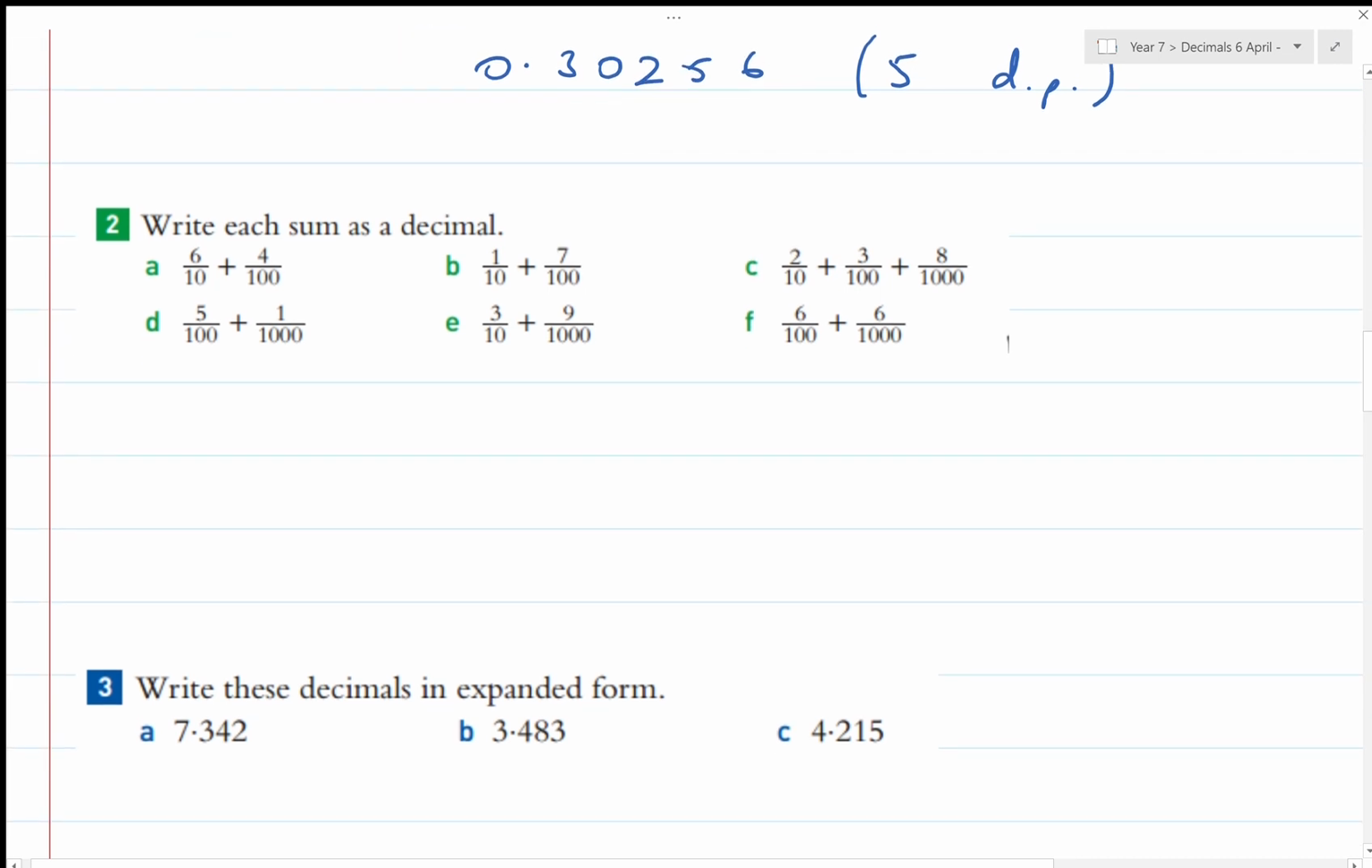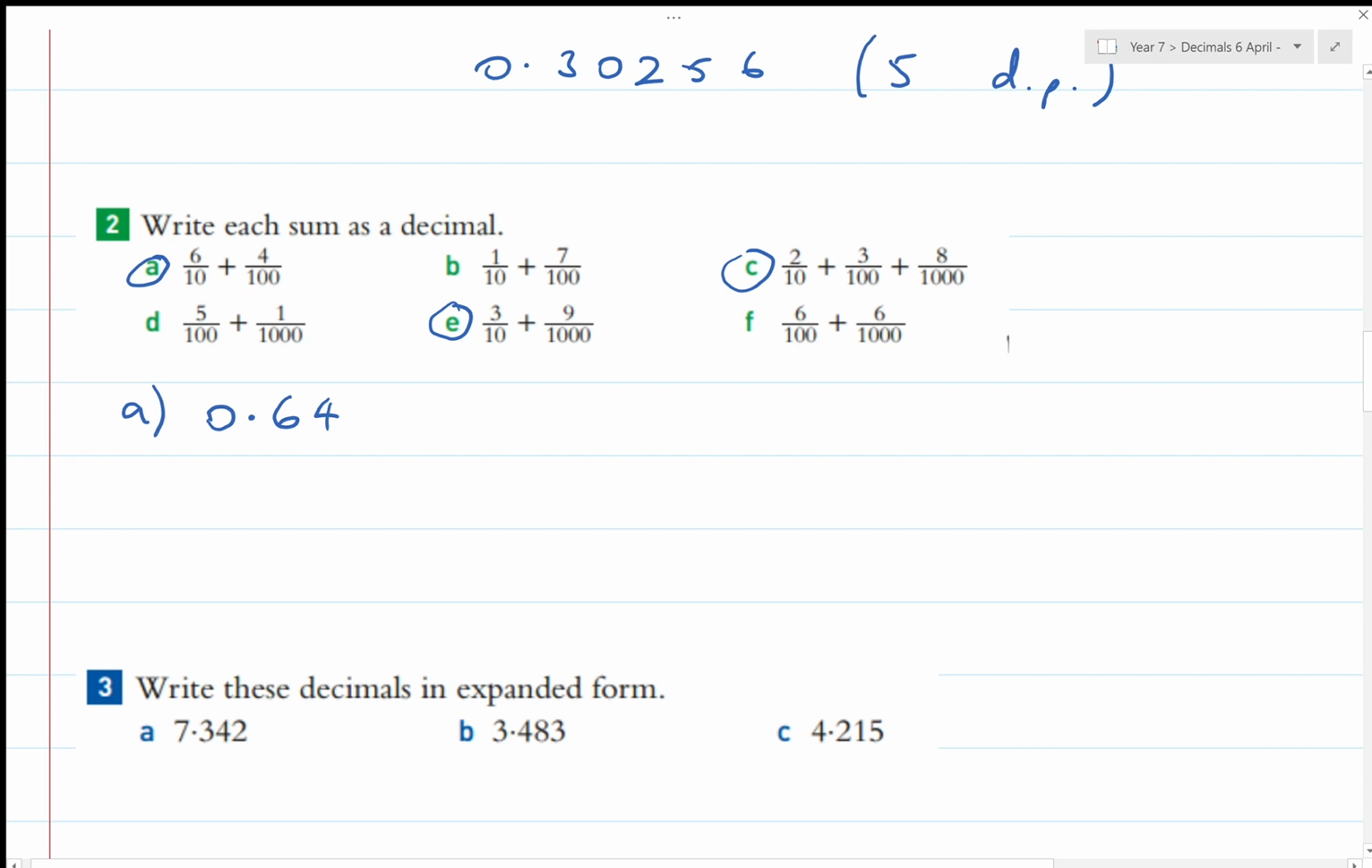Write each sum as a decimal. So I'm going to do A, I'm going to do C, I'm going to do E. So A. So the first thing to check is the first one 1/10? Yes, it is. So that goes in the first decimal place. So there's a 6 there. And then just look, is the next one 1/10? Well, 10 times 10 is 100. We've got one extra 0. Yes, it is. There's a 4 there.